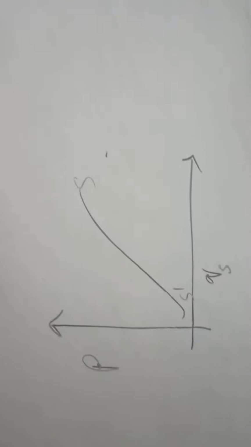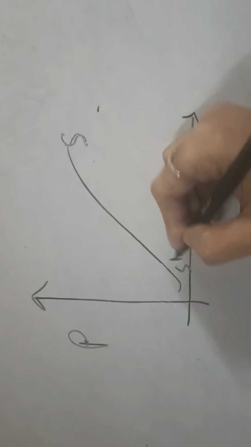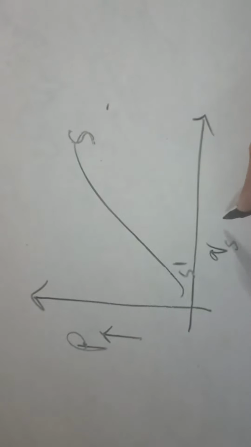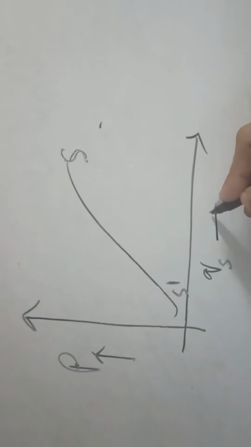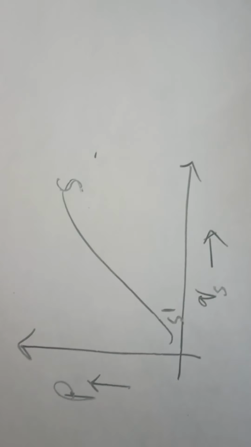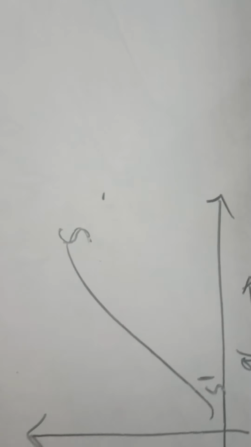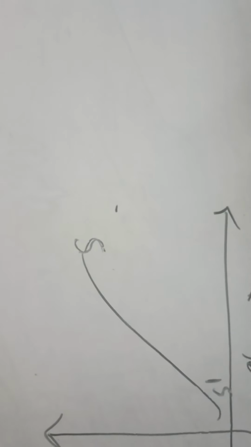See, is it visible to you? SS1 is the supply curve, and on the vertical axis we have put price, and on the horizontal axis we have put quantity supplied. So this is our supply function. We plot price, okay?